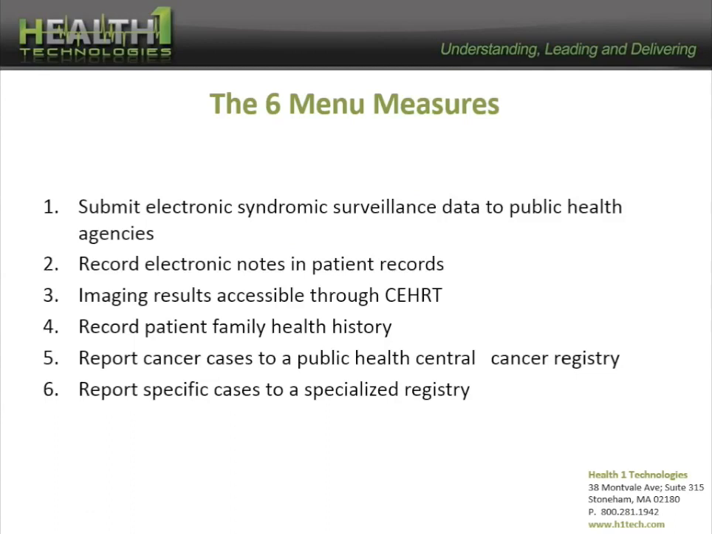We're going to review first the 6 menu measure options for Stage 2, the first being the electronic syndromic surveillance data to the public health agencies. The second is to record electronic notes in the patient's record. The third is the image results accessible through your CCHIT certified EHR. The fourth is to record patient family history. The fifth is to report cancer cases to public health agencies. The sixth is to report specific cases to a specialized registry.